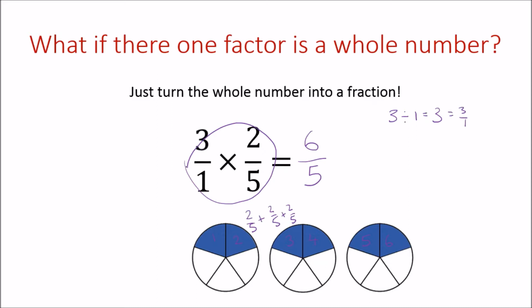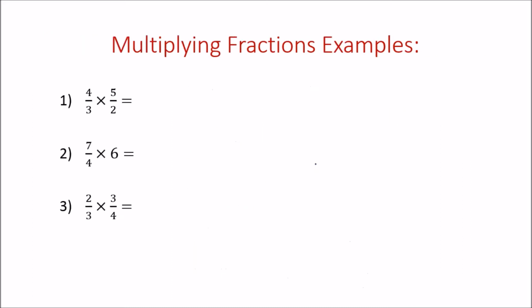So here we've got 3, which is really now 3/1, times 2/5. So we can just go straight across. 3 times 2 gives us 6, and 1 times 5 gives us 5. Exactly like what we did just before. Alright, let's get into some practice.